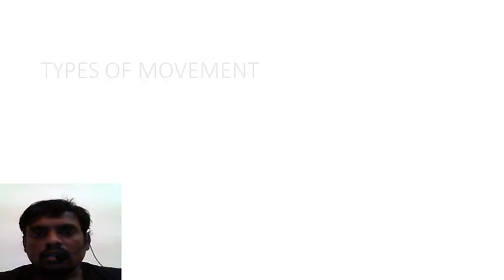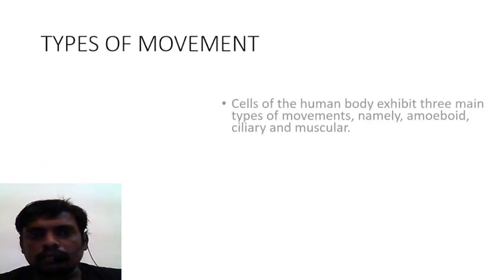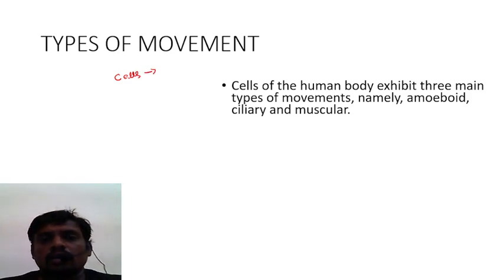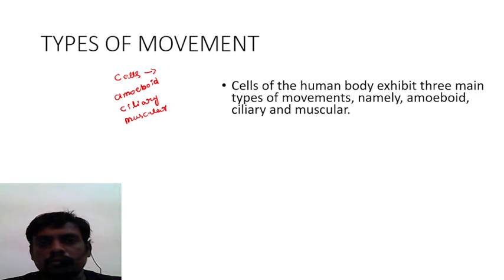Now, apart from this, what are the types of movements? Cells of humans exhibit three main types of movements. The cells present in humans exhibit amoeboid movements. How an amoeba moves, like that some of the cells move in our body. Ciliary movements and muscular movements.